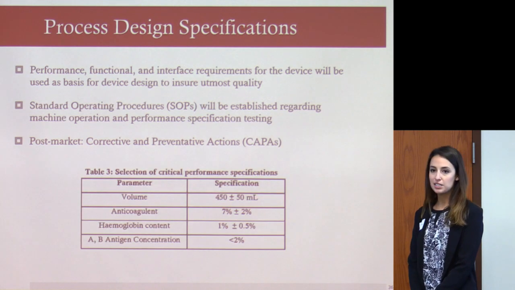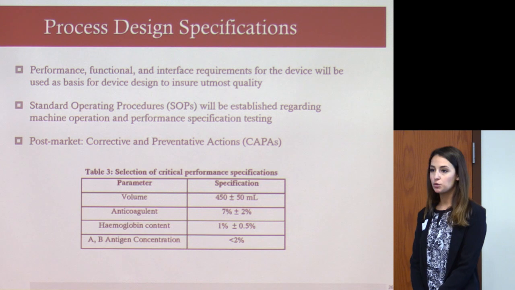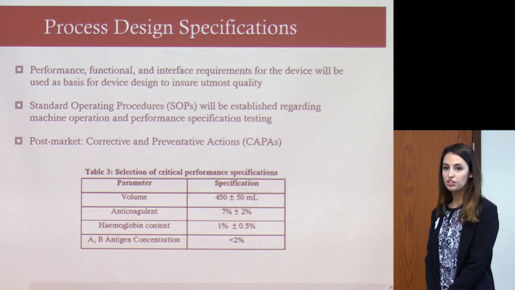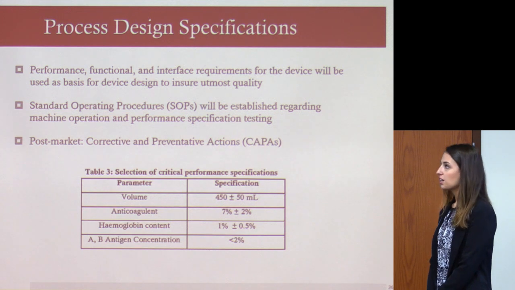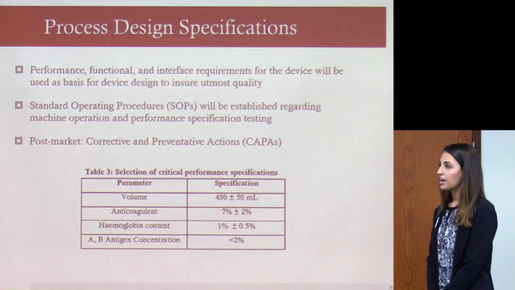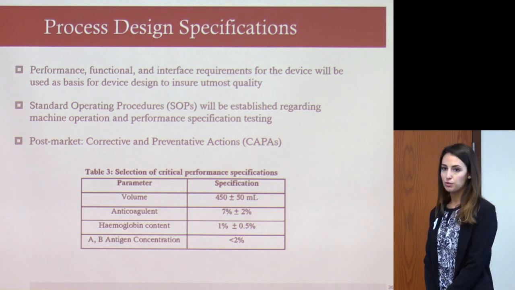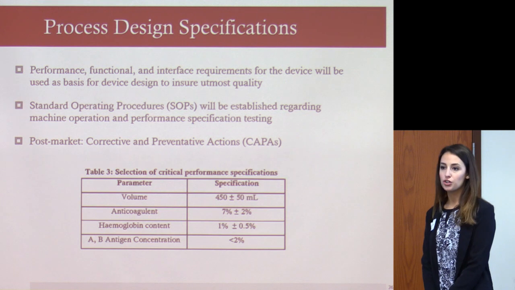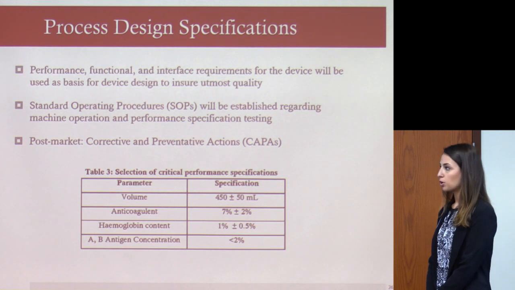And another important aspect of our clinical trials and then quality testing down the line once we launch our product are performance, functional, and interface specifications. We will have standard operating procedures for all of our equipment and also for the testing that's required with our product. And here's some of the parameters that are important for the conversion process and also for the final product.